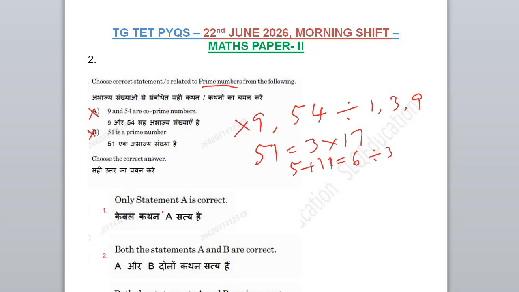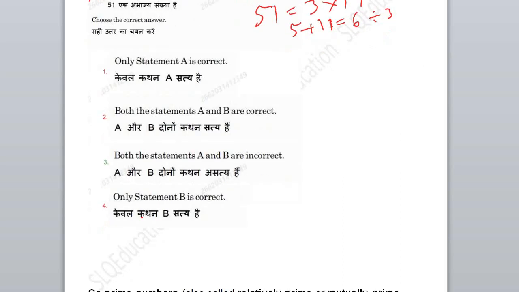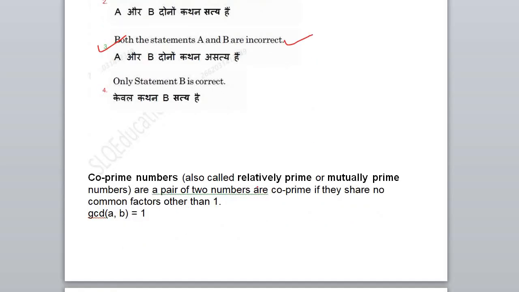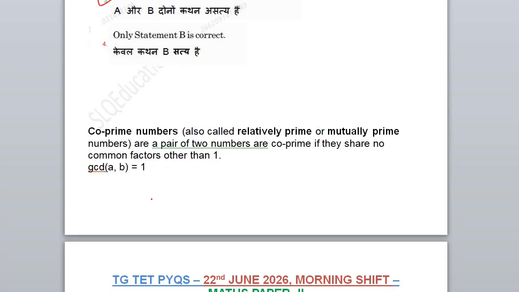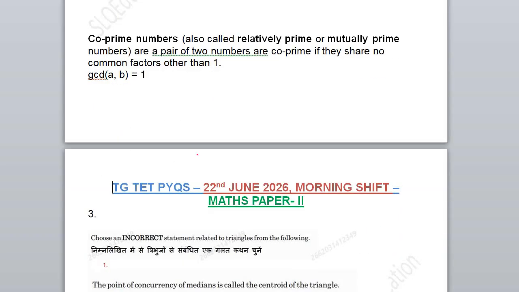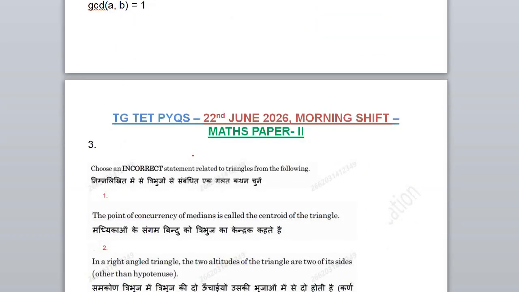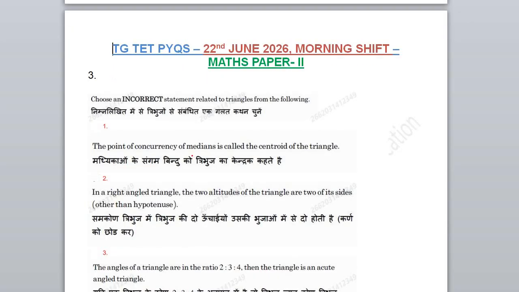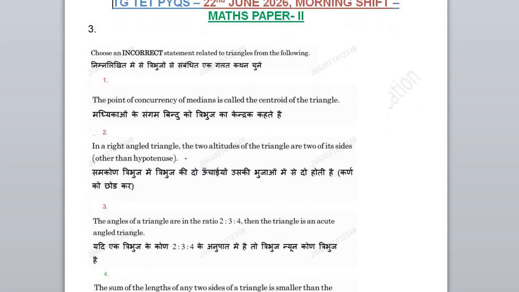So both these statements are wrong. So our option is the third one, both the statements are wrong. This is the correct answer for this one. A and B both are wrong statements. Here prime numbers are also called relative prime or mutually prime. This is also given, and their GCD, meaning common factor, should be 1 only, but it is not true in the given problem. Next question follows, third one.